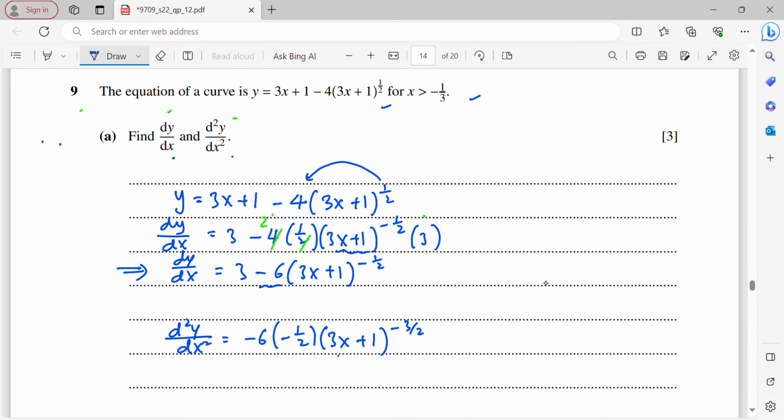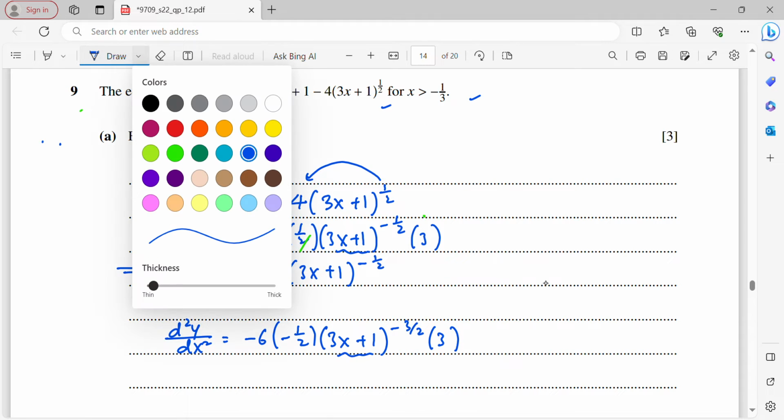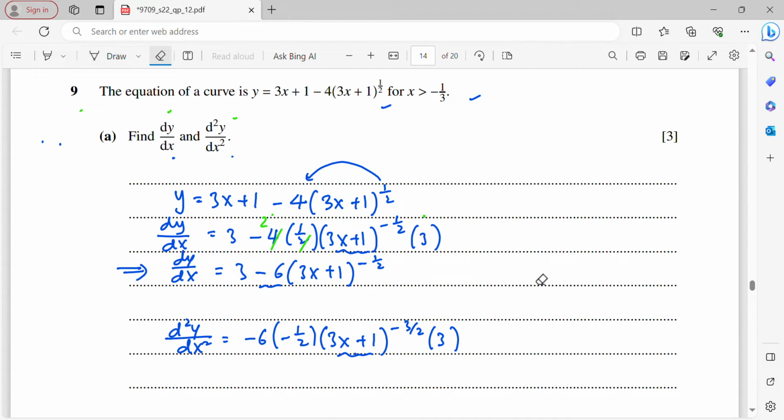Okay, and don't forget to differentiate the bracket. So you will be getting 3. Now we just need to simplify. From here, minus 6 times minus half, it will be 3. This 3 together with the 3 at the back becomes 9. So I will get 9 times 3x plus 1 to the power of negative 3 over 2. So this is your d squared y over dx squared.